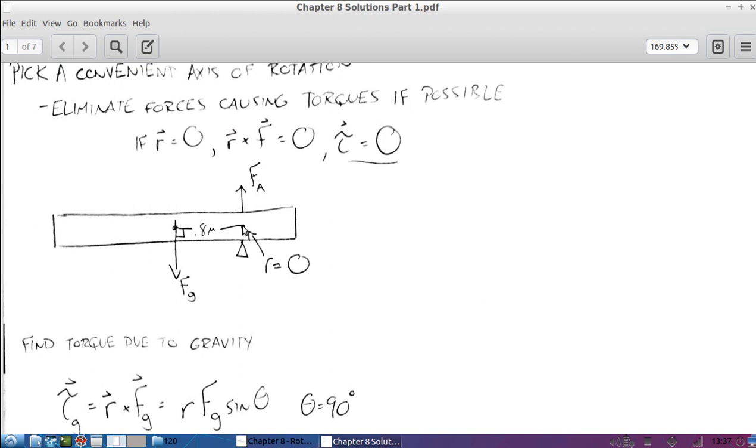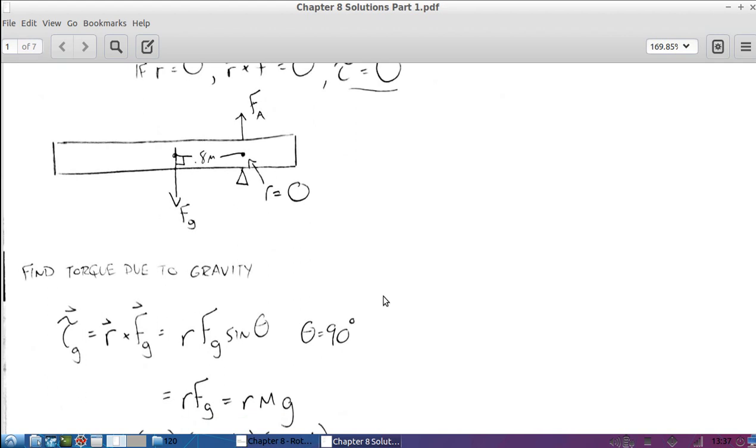Right here R is 0. The only other force generating a torque is the gravitational force. If we let go of this thing, it's going to fall and rotate counterclockwise, so the net torque is only due to gravity. It's the cross product between the gravity vector and its R vector, so I'm drawing an arrow from R equals 0 to where the gravitational force is being applied. So it's R cross F sub g, which is R Fg sine theta.